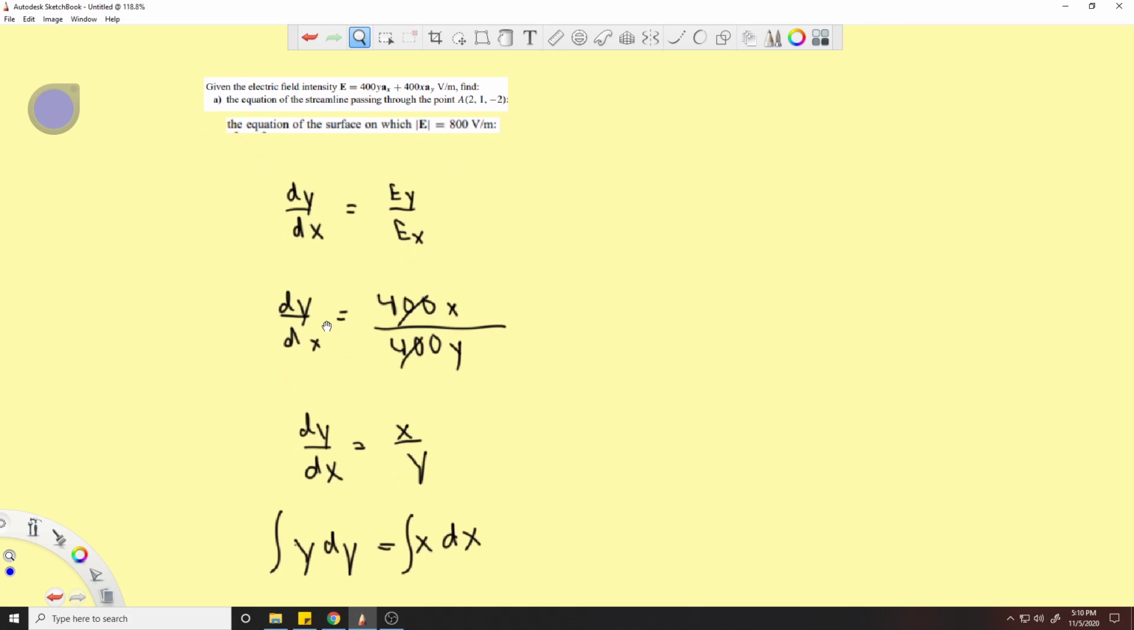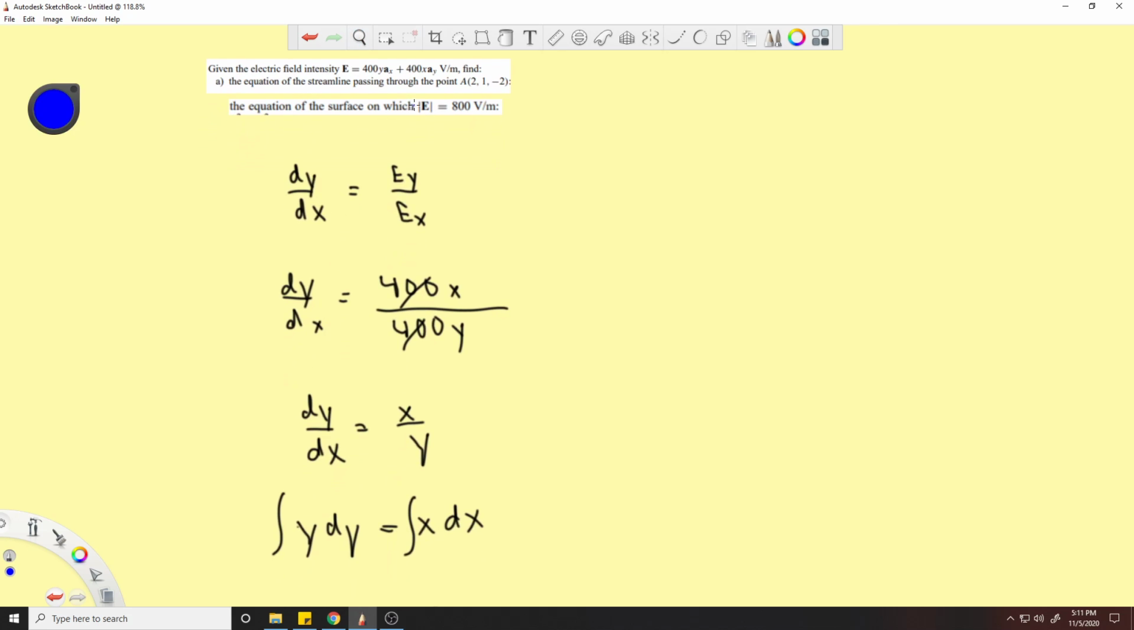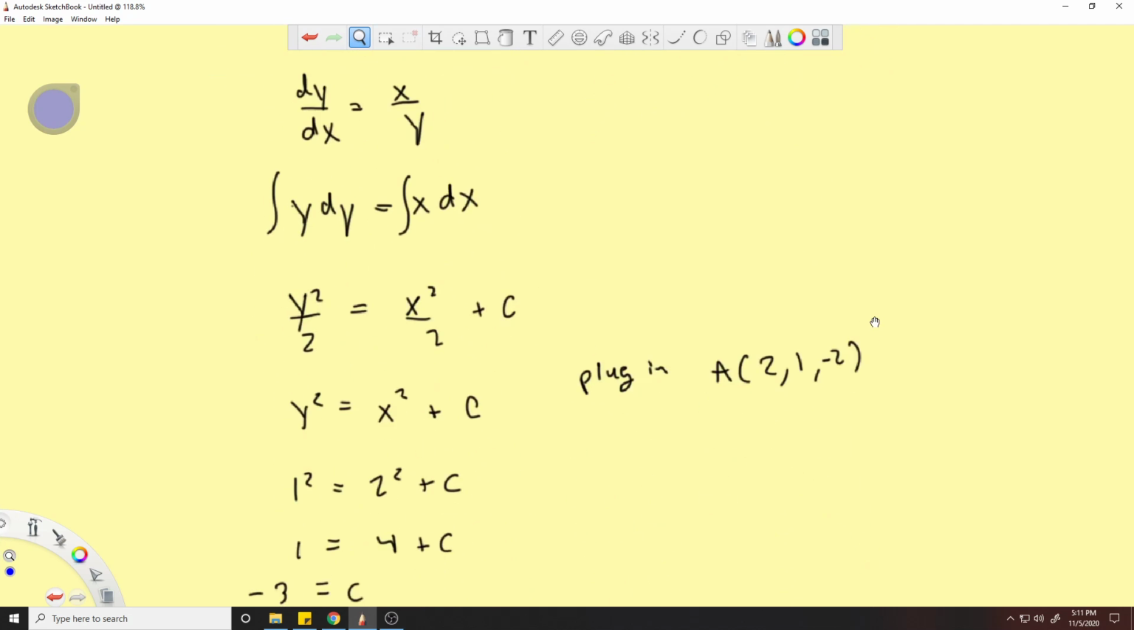Now it wants us to find the equation on which the magnitude of E is 800. So how do we solve a problem like this? Well, we know that our magnitude is going to be the square root of the x component squared plus the y component squared. So we plug in 800 for that, and this will hopefully give us the equation we're looking for.